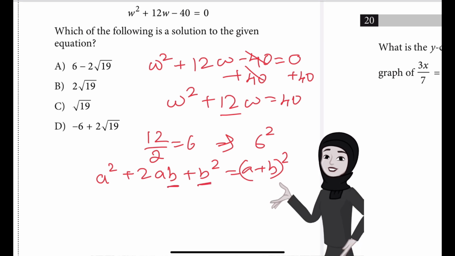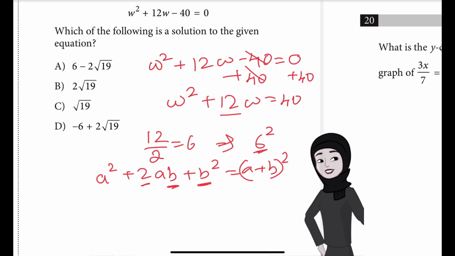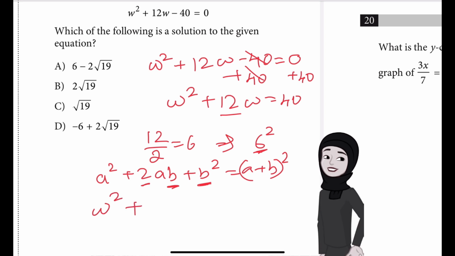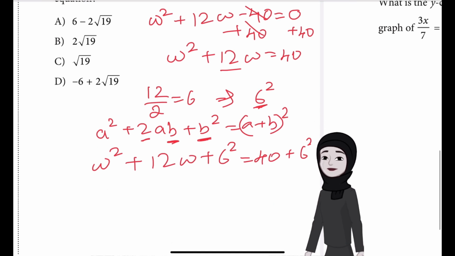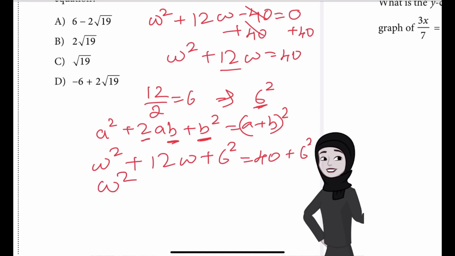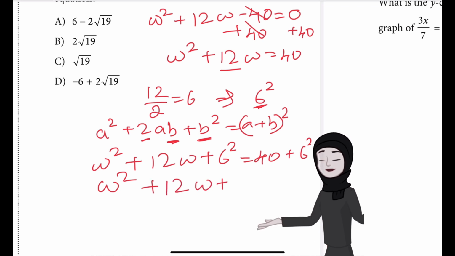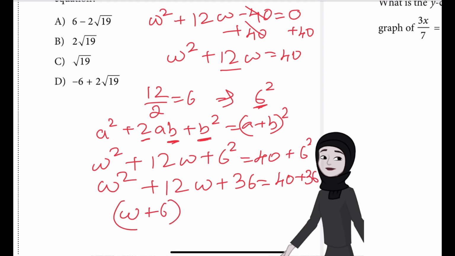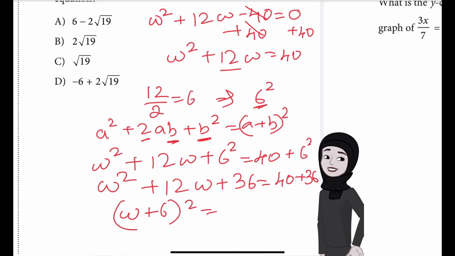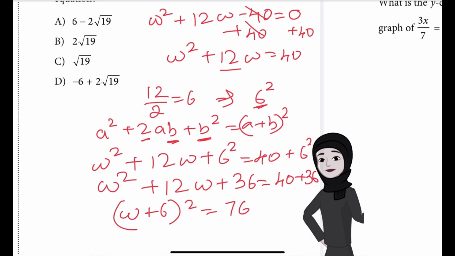So what is our b? We are trying to find out. To find the value of b, we divide by 2. So b we got to be 6, so 6 squared. So W squared plus 12W plus 6 squared is equal to 40 plus 6 squared. Then we are going to simplify this. W squared plus 12W plus 36 is equal to 40 plus 36, since 6 squared is 36 here as well. And this we can write as (W plus 6) the whole square is equal to 40 plus 36, which is equal to 76.